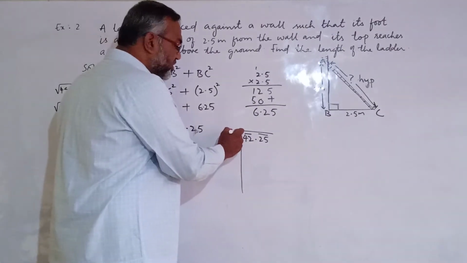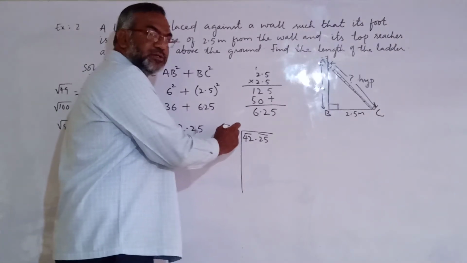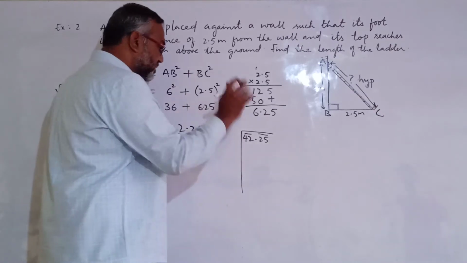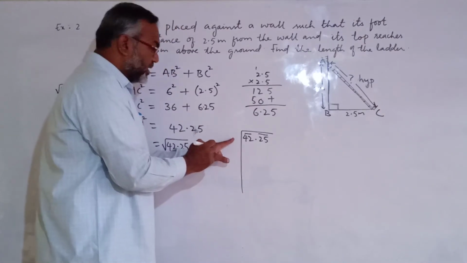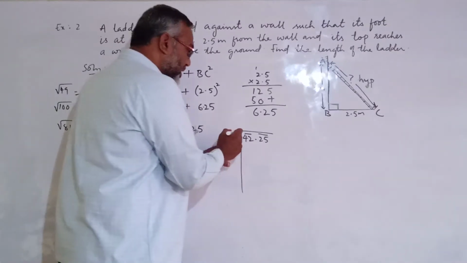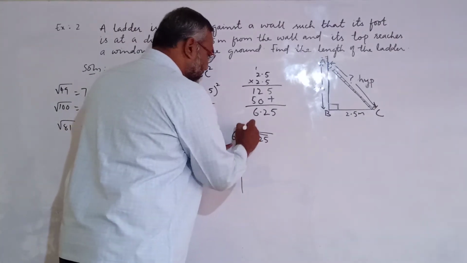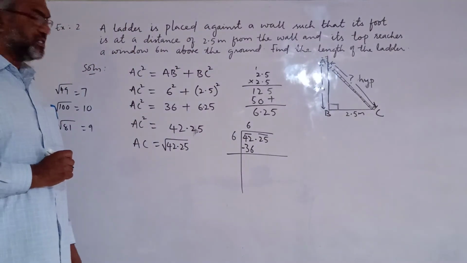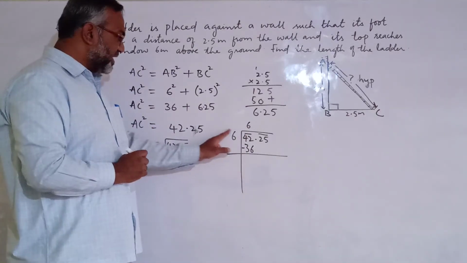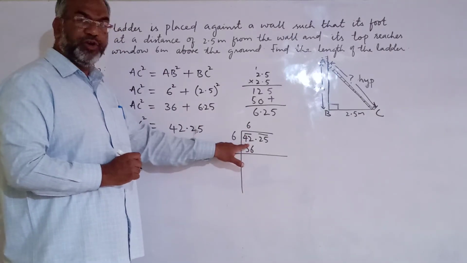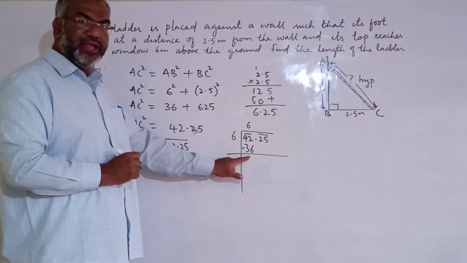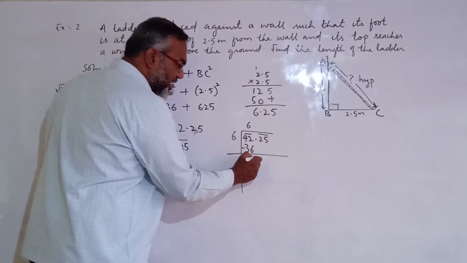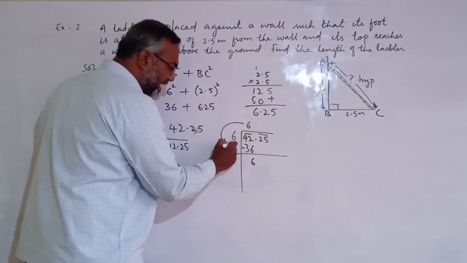Right? Now, imagine I take 6, because 6 6s will be better. 6 6s are 36. If I take 7, 7 7s are 49, which will be bigger than 42. So therefore 36. Now subtract: 42 minus 36 will be 6. And take this 6 here and add. 6 plus 6 is 12.